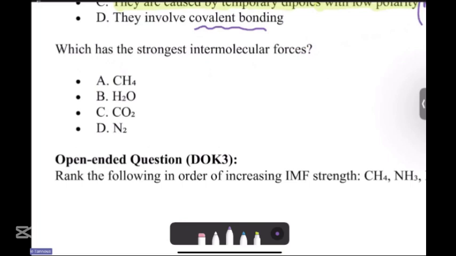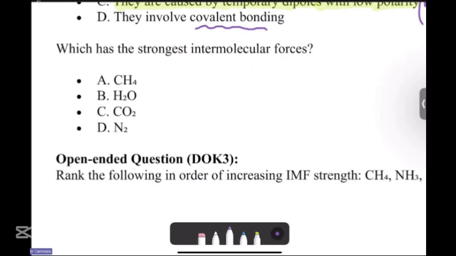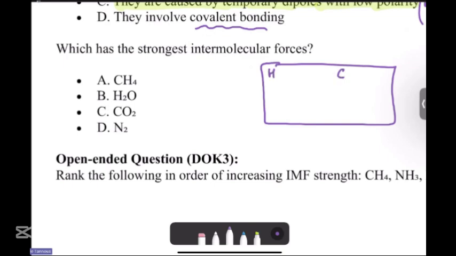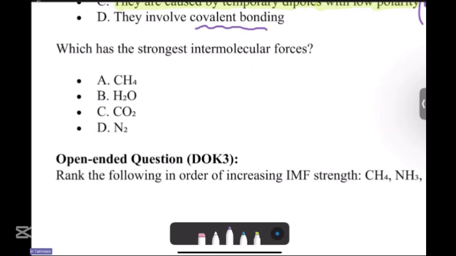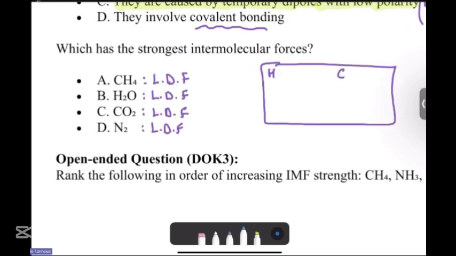Now, strongest intermolecular forces. In order to answer a question like this, you need to list in your mind what the intermolecular forces of each one are. So I'm going to show you these atoms on the periodic table. That's a C and that's an H. I mentioned that whenever there's a bond between C and H, it's non-polar. So this compound will only have London dispersion forces. And all compounds will have London dispersion forces whatsoever. However, some compounds will have more. Now, let's see. Is there anything else?